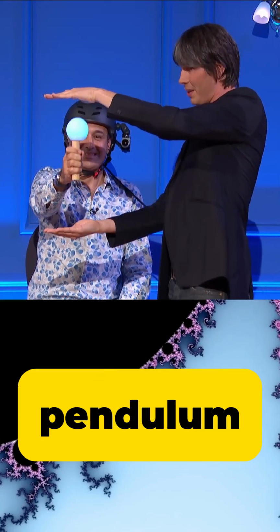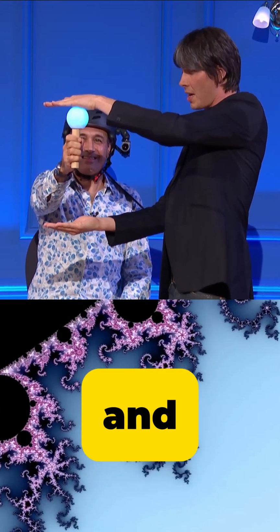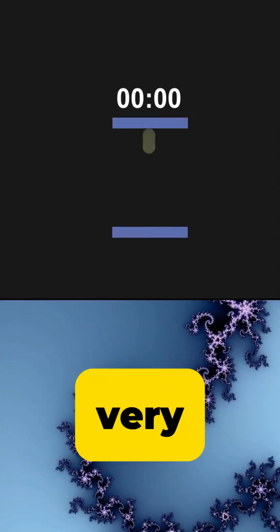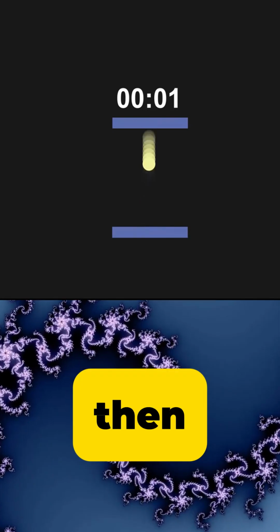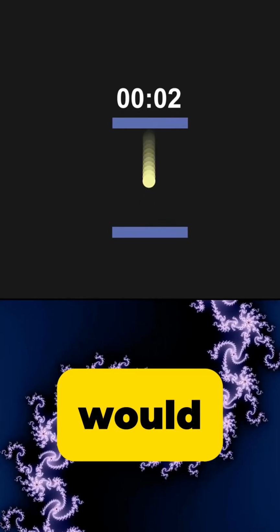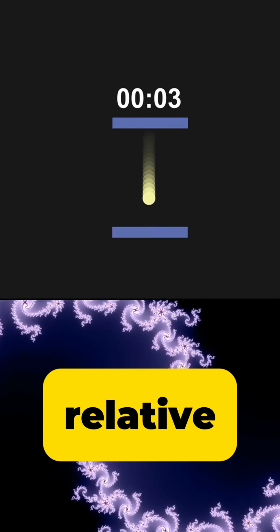Tick, tick. So that's like the pendulum, the beam of light bouncing between the mirrors, and you could use that actually to build a very accurate clock. Then Einstein imagined what that clock would look like if it were moving relative to us.